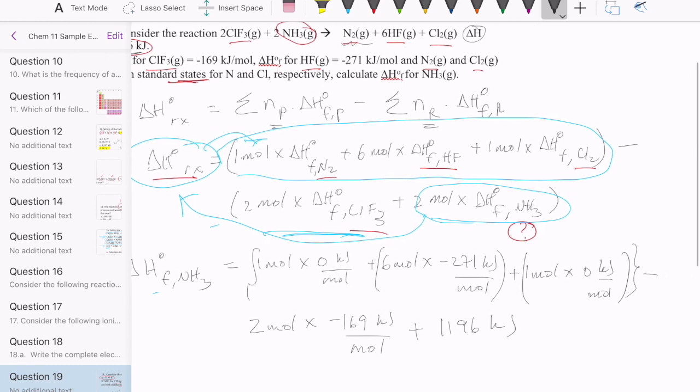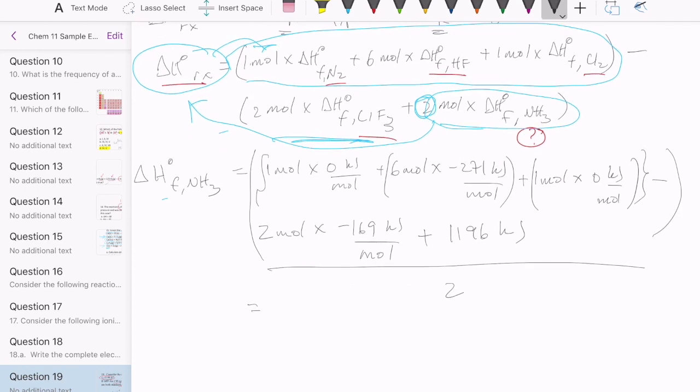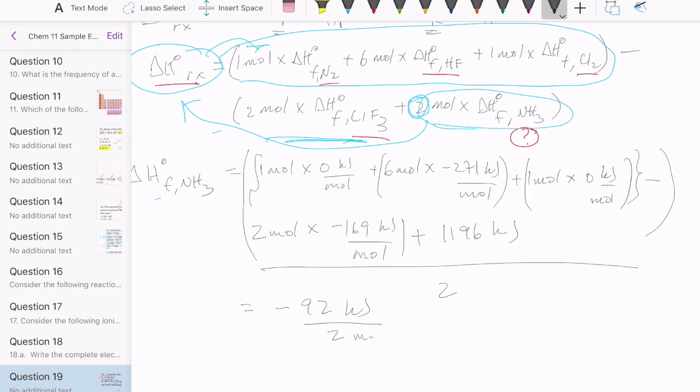And then remember that this whole thing would equal 2 moles of delta Hf of NH3. Since I just want one of them, I would take this whole thing that I have right here and divide it by 2 to give me just the delta Hf of NH3, okay? So let's do that calculation. When you do all that, you get negative 92 kilojoules divided by 2 moles of NH3, so that ends up being negative 46 kilojoules per mole for each NH3, and that will be your final answer.